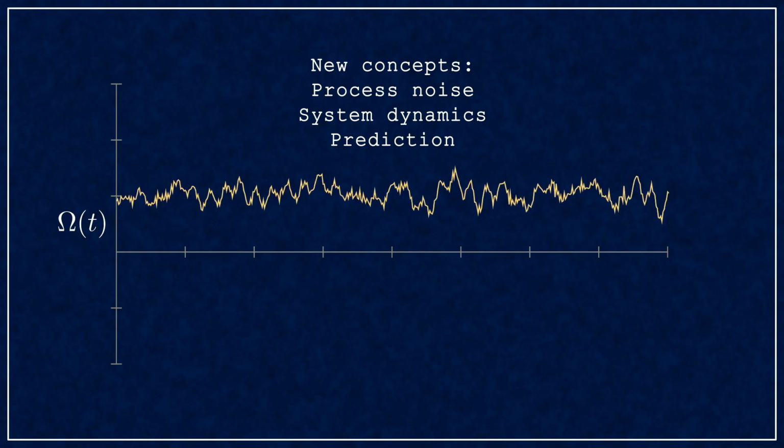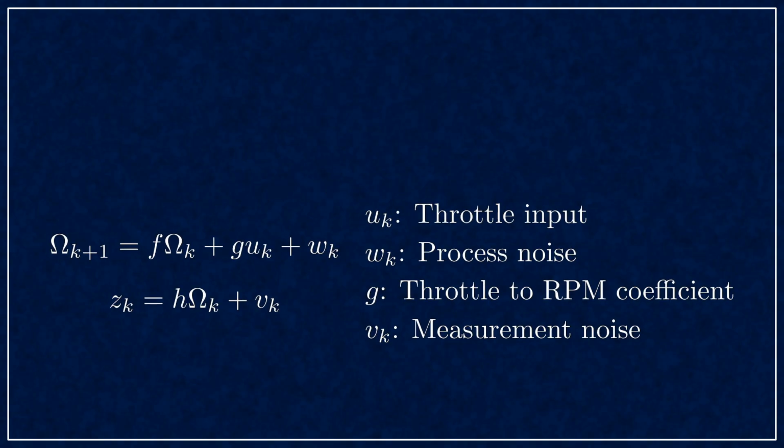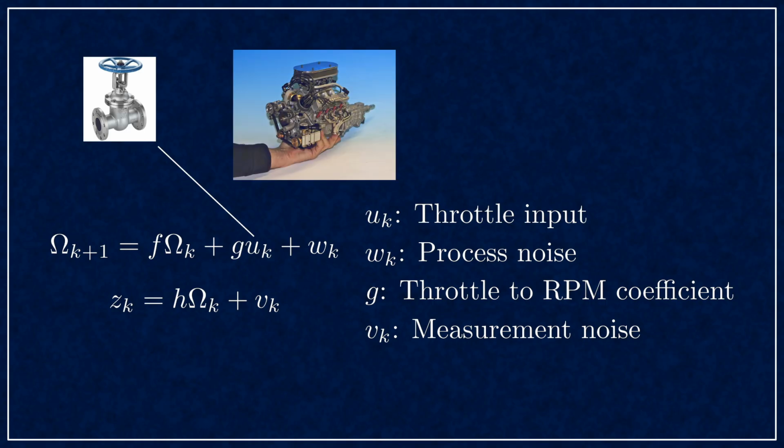I'll model this generator with the following perhaps simplified setup. There's a throttle input U that represents a valve position between 0 and 1. We have a coefficient G that converts valve position to an expected RPM. Every second the RPM behaves in a way that it correlates with previous RPM by a factor of f. Omega k plus 1 equals f times omega k plus g times u plus wk.